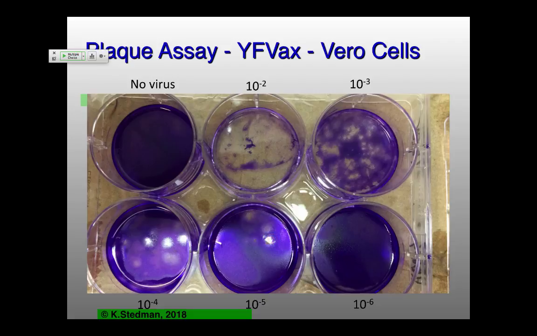And I happen to have brought an example of one of these here. So here's our, oh yeah, the light here is horrible. Sorry about that. But this is a real plaque assay that was actually done by one of my undergraduate students. Again, a no virus control up here, 10 to the minus 2, 10 to the minus 3, 10 to the minus 4, 10 to the minus 5. And after class, people can come take a look at this later.